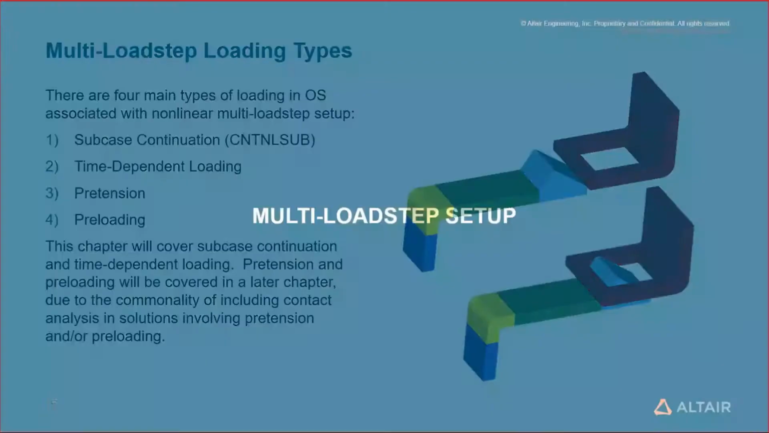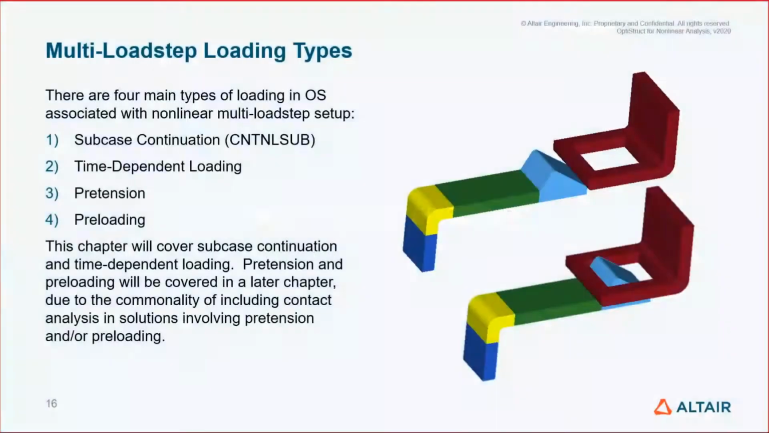Right, so the next topic is multi-loads. So far we have only dealt with a single-step load, but what if you have a double step, like what we did earlier with the rubber, where there are two steps? One is loading, the other unloading. If you want to do a continuation, you need to turn on this continue nonlinear sub here.